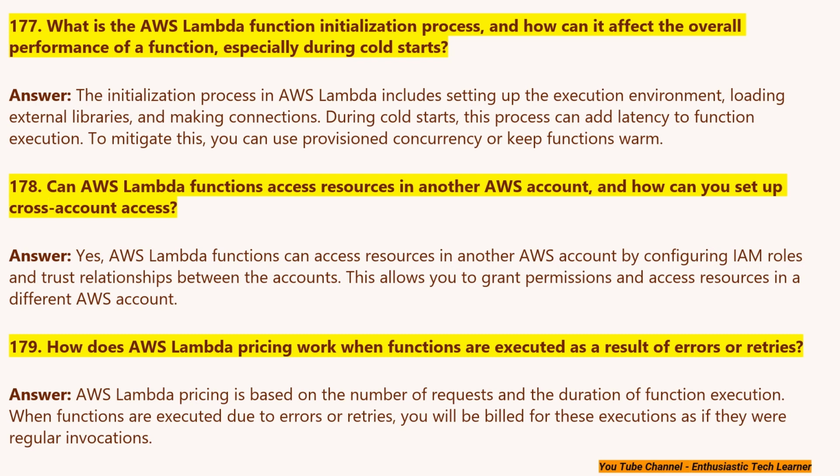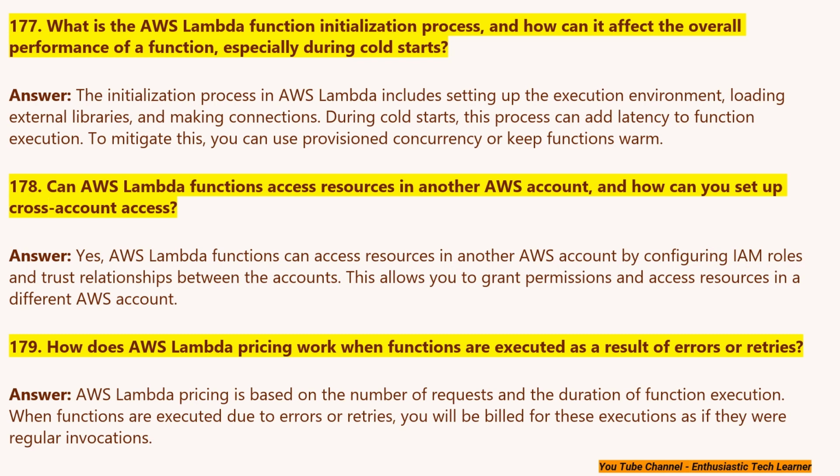Can AWS Lambda functions access resources in another AWS account, and how can you set up cross-account access? Yes, AWS Lambda functions can access resources in another AWS account by configuring IAM roles and trust relationships between the accounts. This allows you to grant permissions and access resources in a different AWS account.